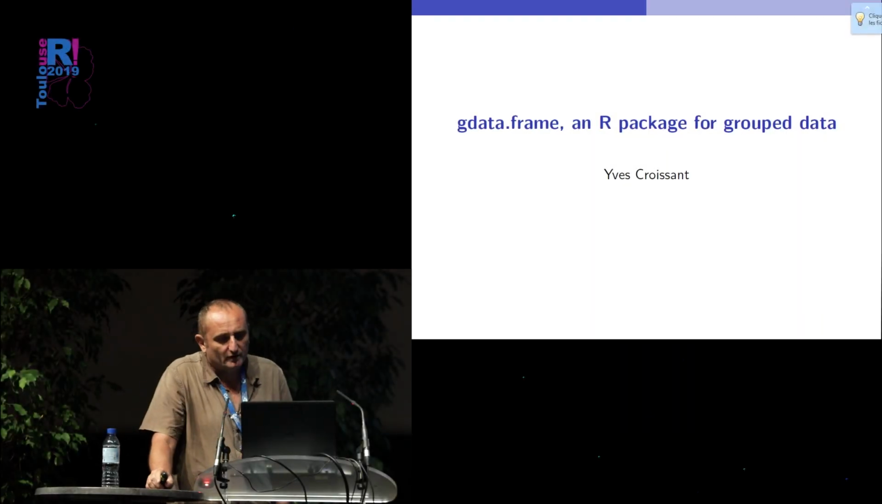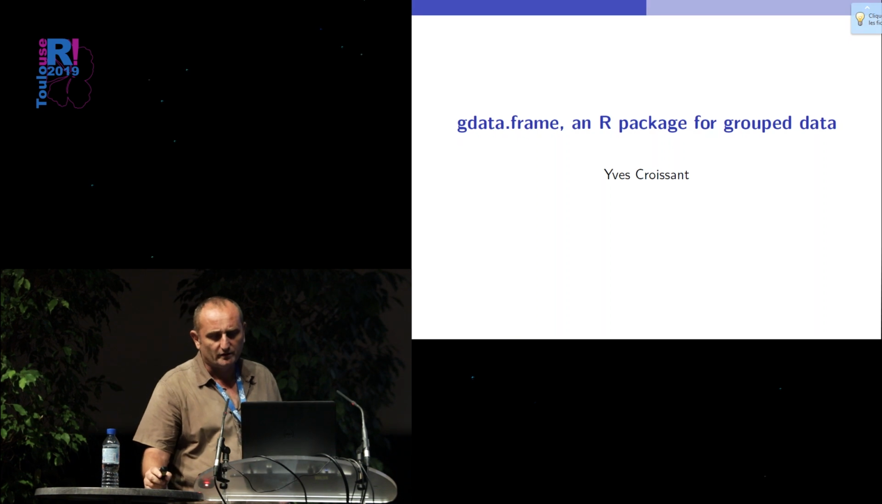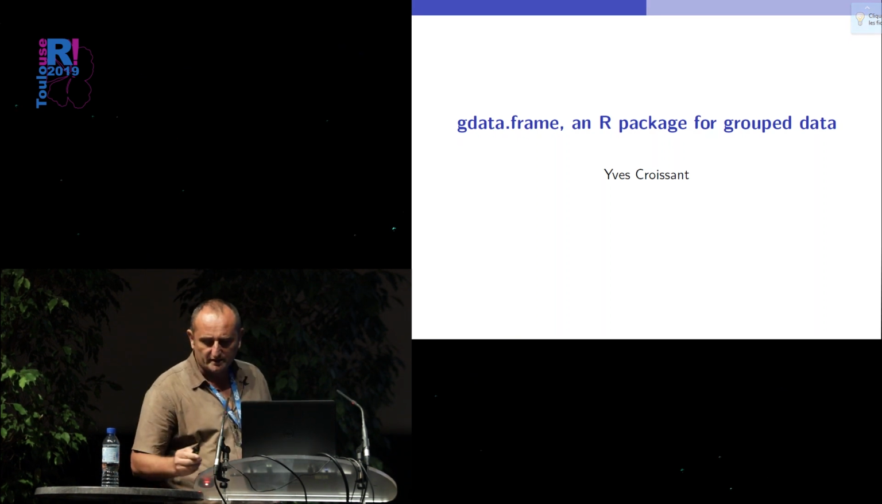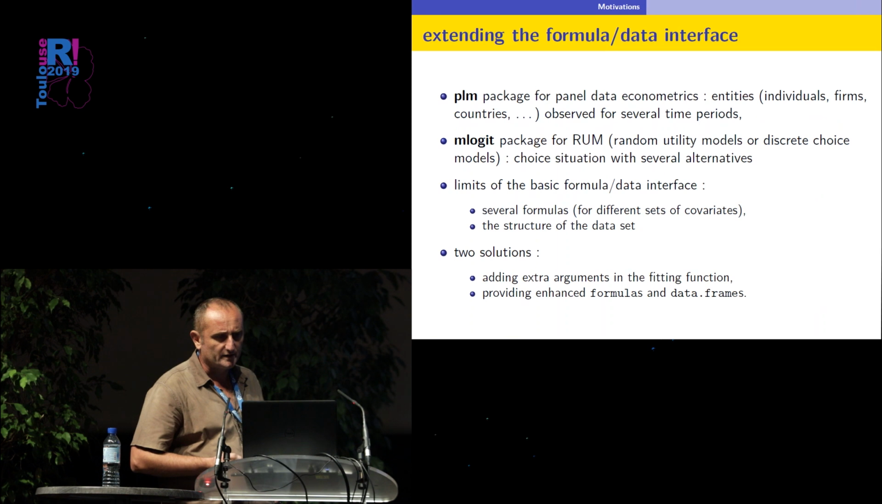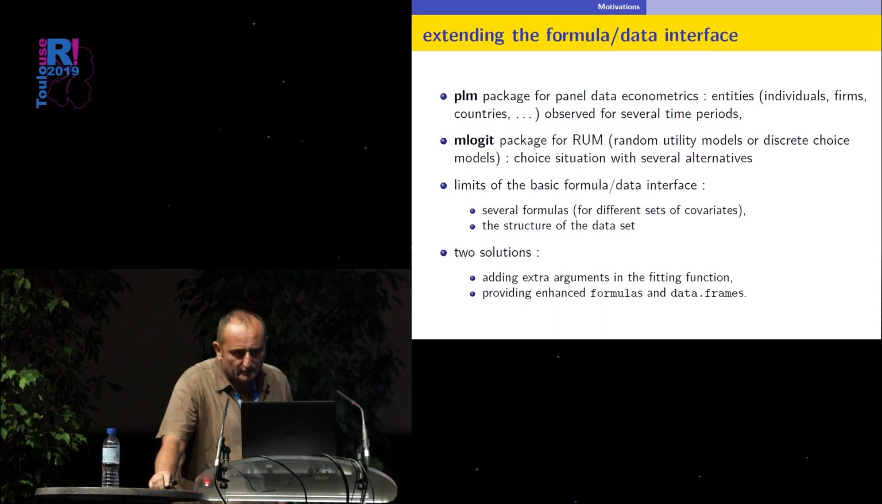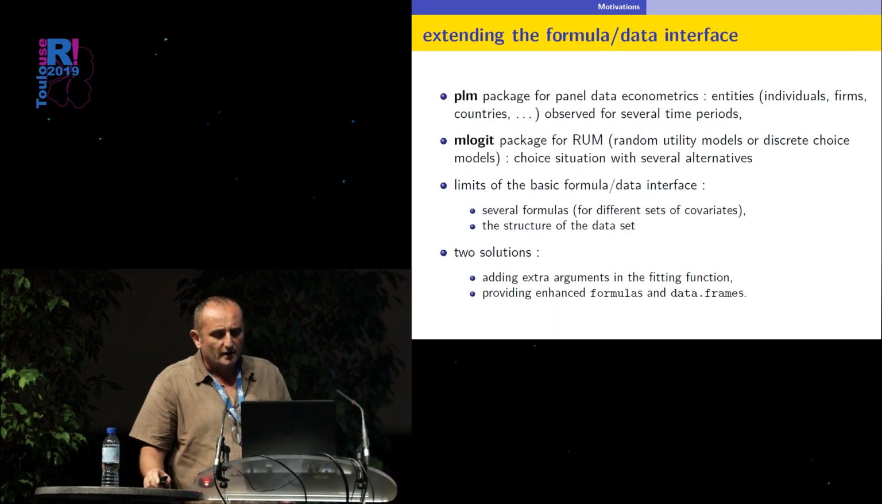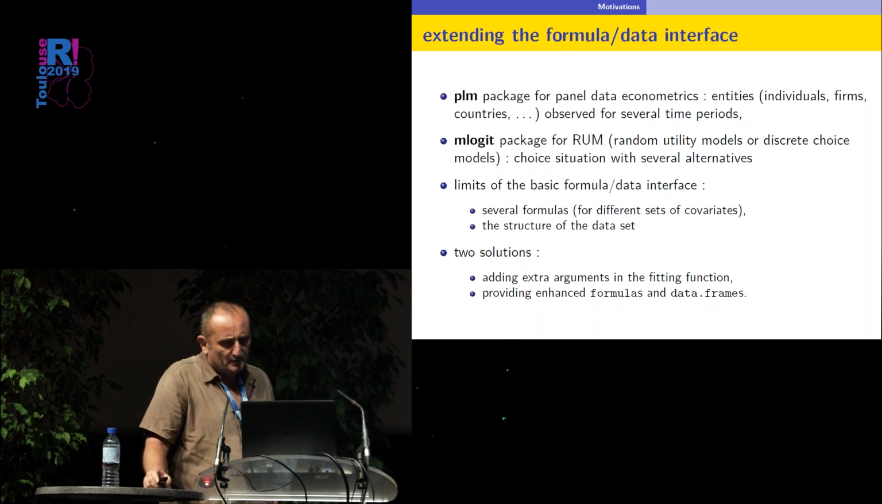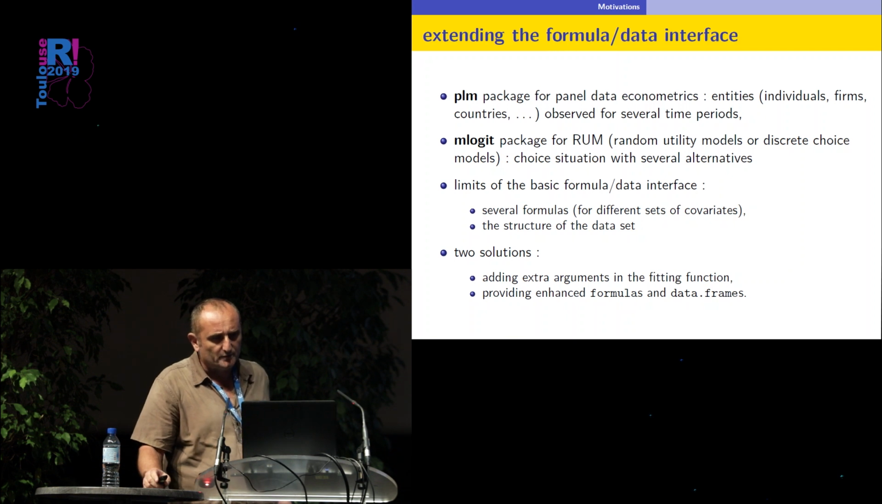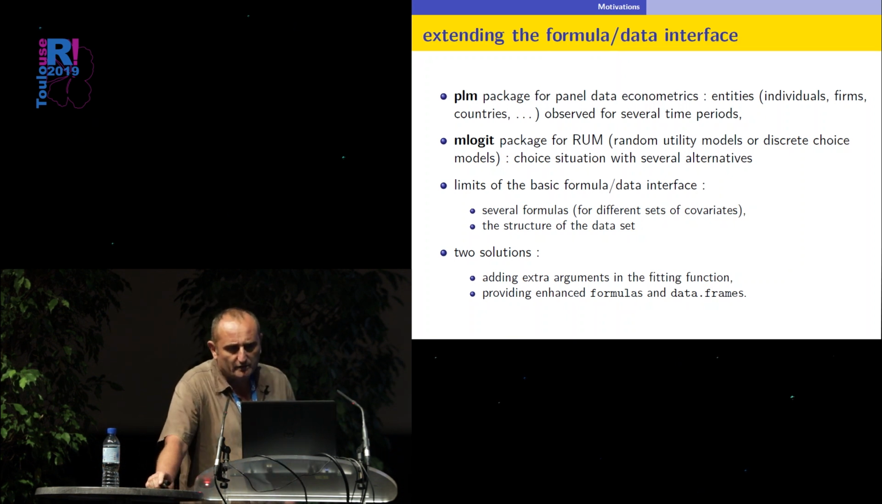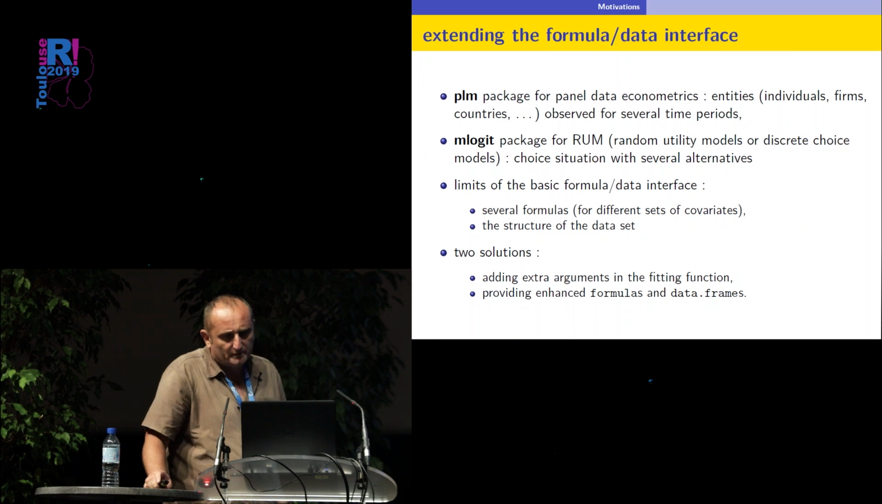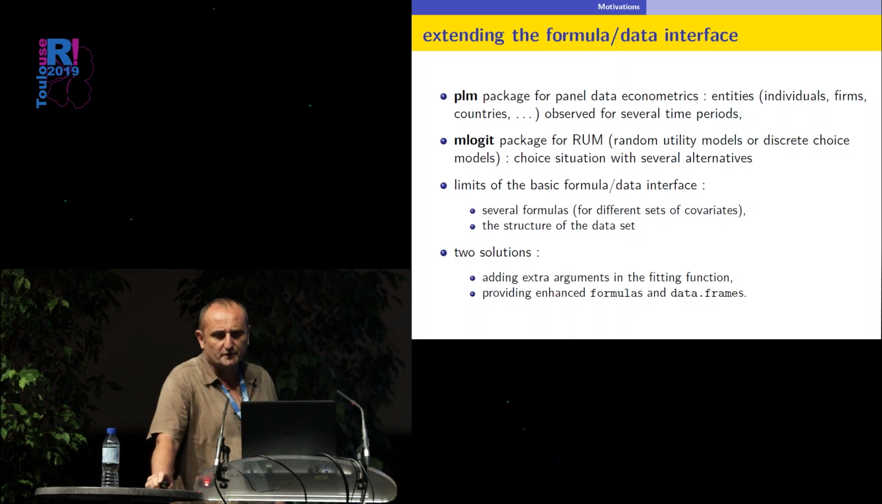So my talk is about a small R package called gdata.frame, which is a package intended to deal with group data, and more specifically to deal with data sets for which each observation is a combination of two indexes, or values of two indexes. My interest in the subject came from working on two packages: the plm package for panel data econometrics, when you have several entities observed for several time periods, and also my work on the mlogit package for random utility models or discrete choice models.